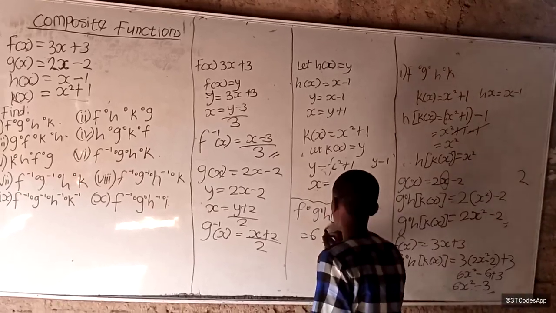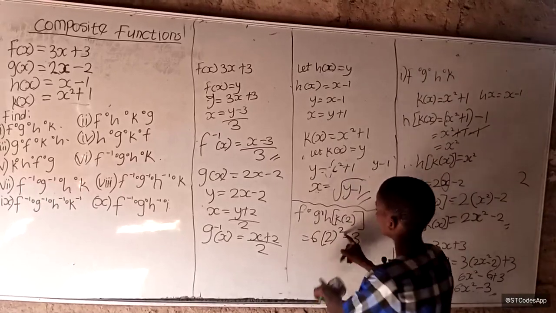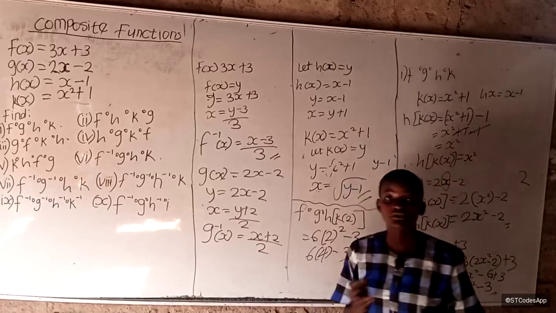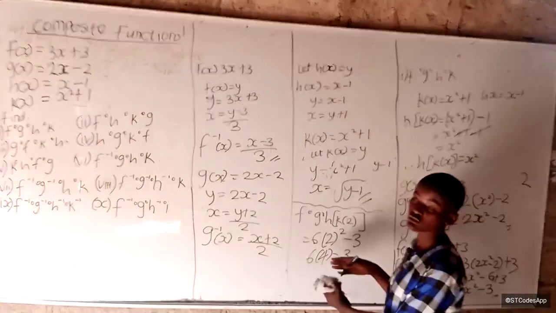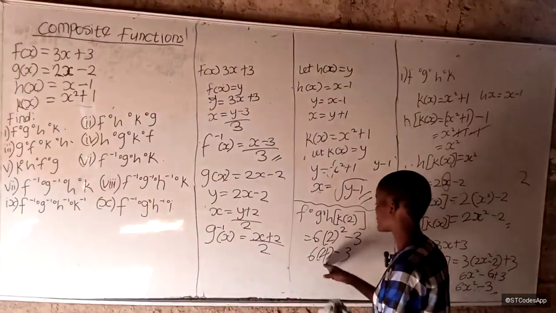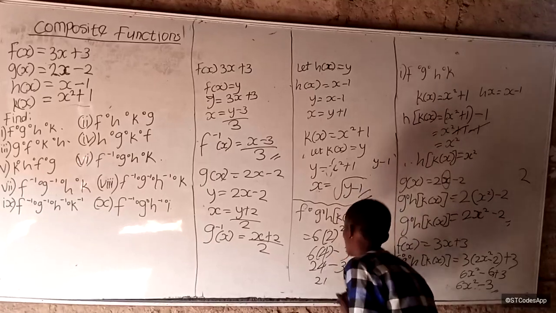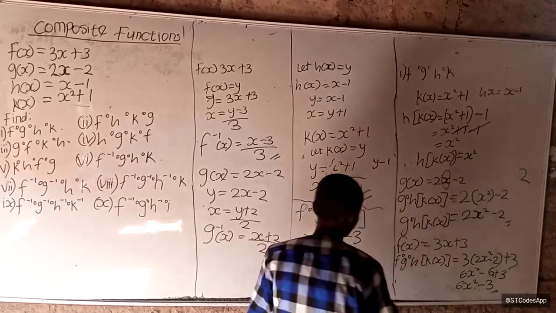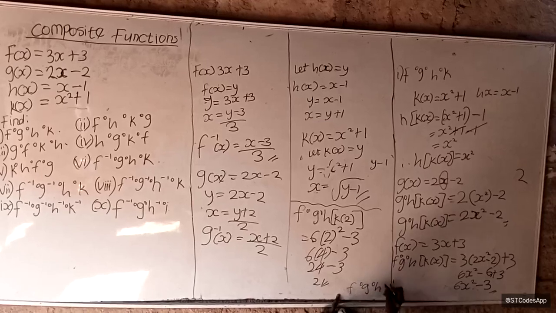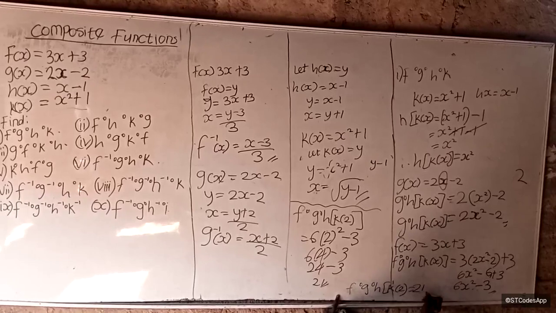It will be 6 into bracket 2 squared minus 3. 2 raised to the power 2 is 4, so we have 6 into bracket 4 minus 3. According to the BODMAS rule, we have to multiply first before subtracting. So 6 times 4 gives us 24 minus 3 here. Our answer will be 21. So the f of g of h of k of 2 equals 21.